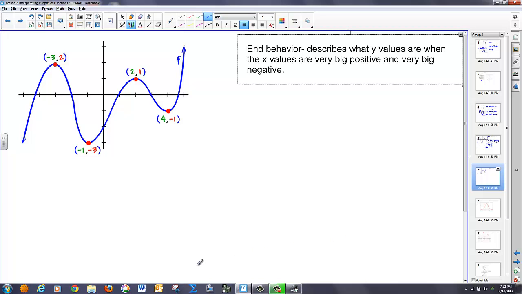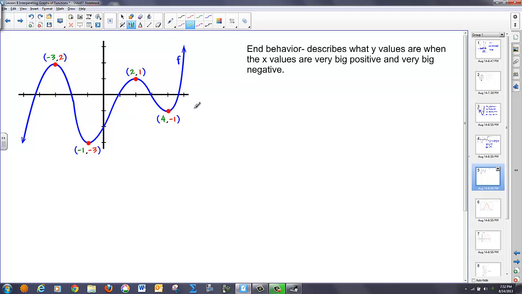Next, we'll talk about something called end behavior. End behavior describes what's happening to y values when x values are either very big positive or very big negative. So when we talk end behavior, we're talking about when x is way out here, what's y doing? And when x is way over here, what's y doing? Now you'll notice the arrows on this graph state that this graph goes up forever from this point on, and this graph goes down forever from this point on. So what I'm going to do is now describe the end behavior for you.